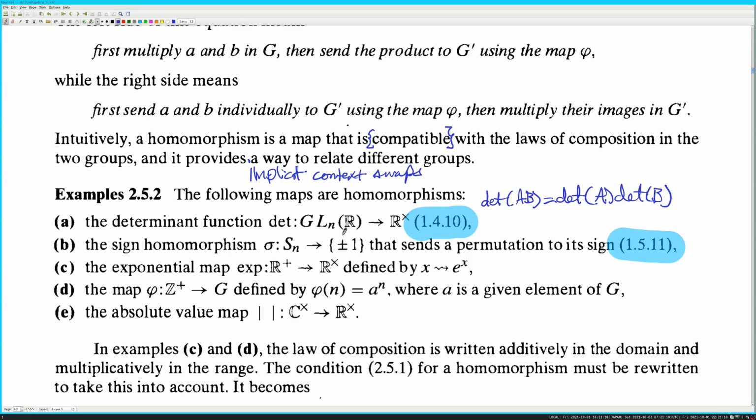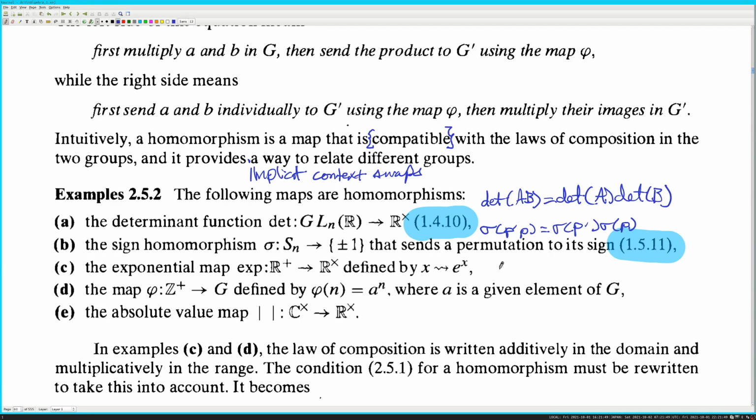Anyway, the sign homomorphism sends a permutation. Yeah, because the sign of the composition of p prime times p, let's say, this composition of permutations over here is the sign of p prime times the sign of p, right? So go check 1.5.11. I'm not going to go. Go look yourself in your book. Exponential map.